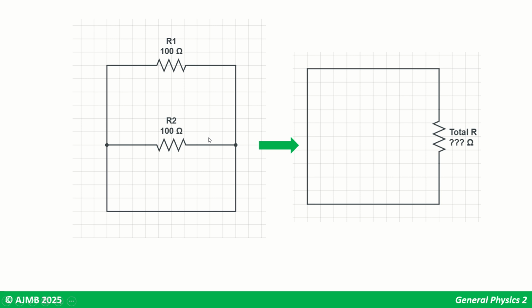Just like in the last video, what we want to find out is, if we replace these two resistors that are arranged in parallel with a single one, how much would be the resistance of that replacement? What would be the total resistance?